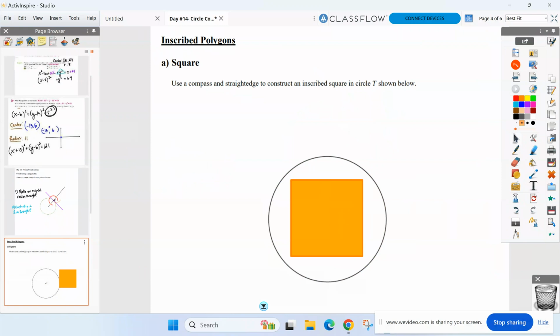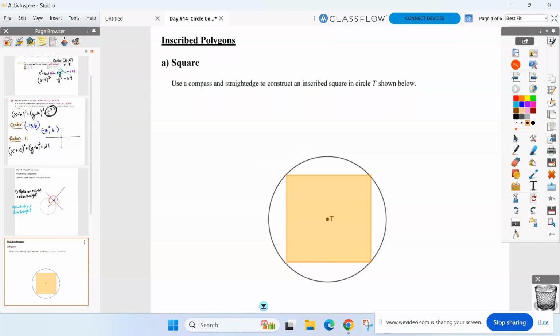Why not? It's got to touch, right? All four vertices got to touch. So it's got to look like that at the end, or some version of that. All right, look, I'm not a big fan of telling you the steps. I want you to understand where everything's coming from.